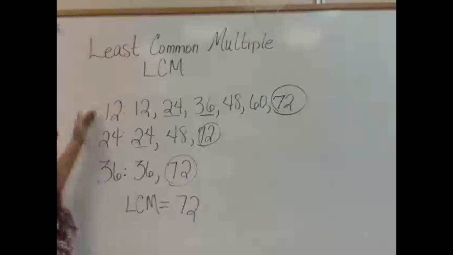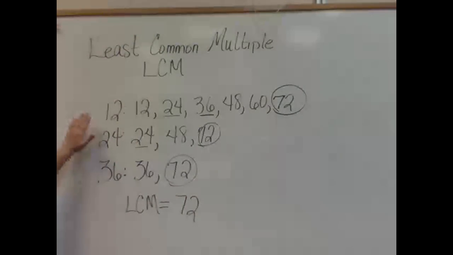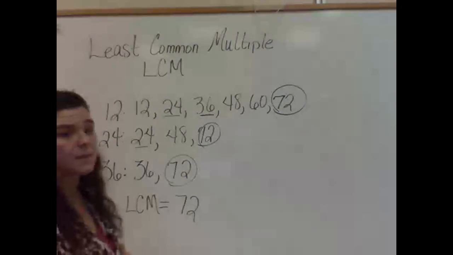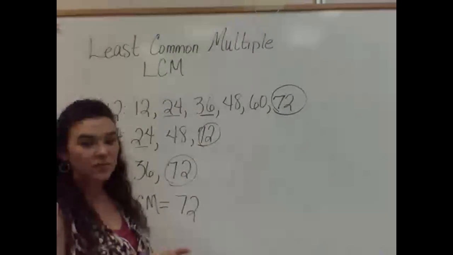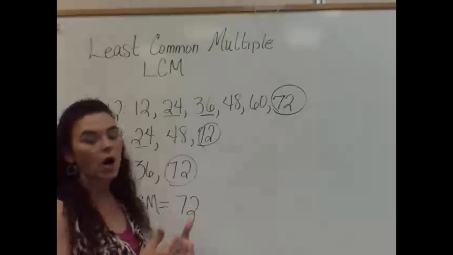So whenever I have more than 2, I have to find the lowest common multiple of all of the numbers that I'm listing. So the list method is just skip counting until we find the first common multiple between all of our numbers.